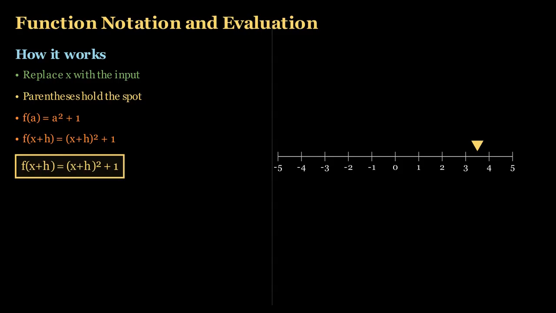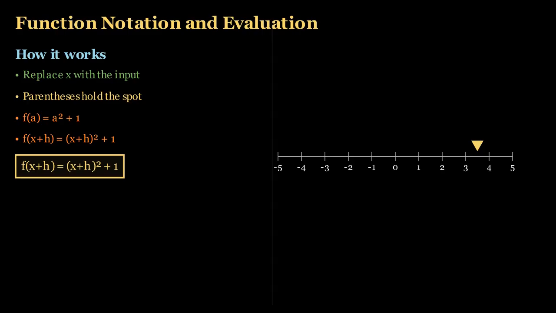Let's make this concrete. Imagine you're walking at a steady speed of 5 meters per second. The distance you cover is a function of time. We can write that as f of t equals 5t, where t is the time in seconds. What's the distance after 2 seconds? We evaluate f of 2, replace t with 2, giving 5 times 2, which is 10 meters.